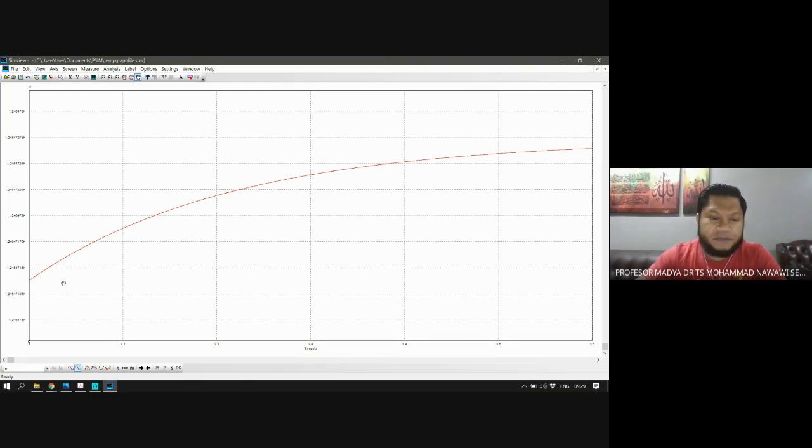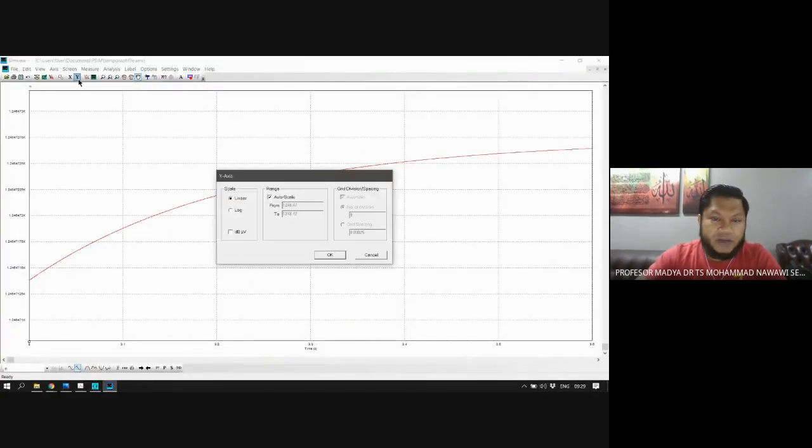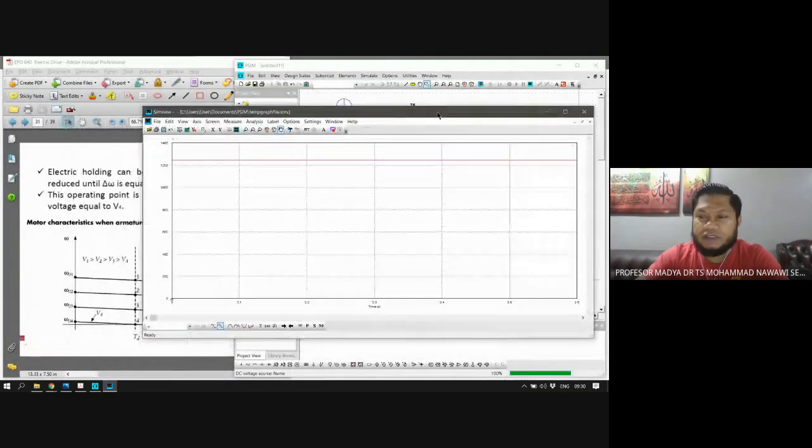But I can change the y-axis here. I don't want it to be auto scale. I want to start it from 0, and then let's say this is 1,400 RPM. Let's see what happens to the graph. Look at that. It shows me that the speed of the motor is almost close to 1,200 RPM. Okay, so this is the speed that you have, 1,200 RPM.